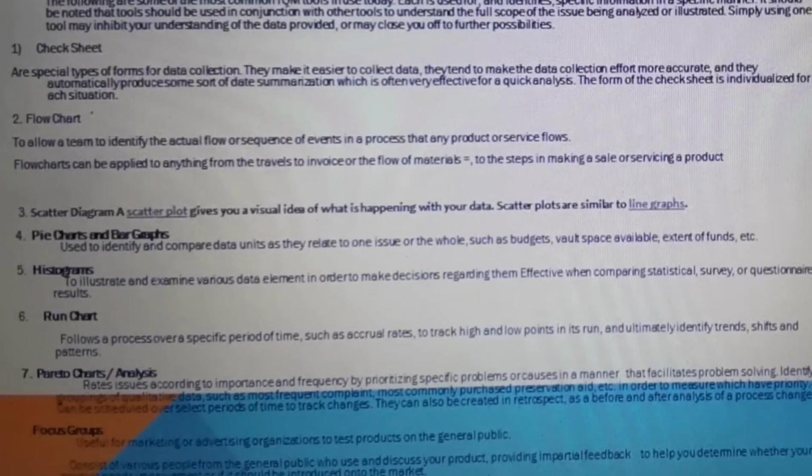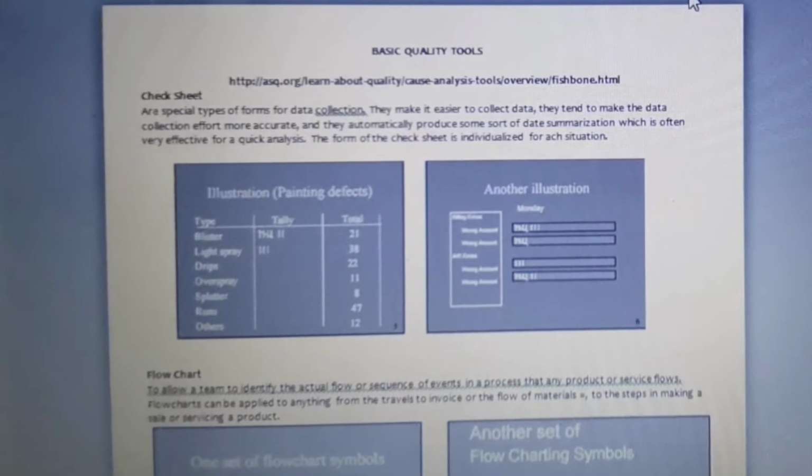A check sheet is a special type of form for data collection. They make it easier to collect data, they tend to make the data collection effort more accurate, and they tend to automatically produce some sort of data summarization. So in short, a check sheet is like this. This one is a check sheet or a tally sheet. Here it is illustrated that there is a defect in a certain process, for example, painting defects, maybe in the painting process of an item or a car or whatever it is.